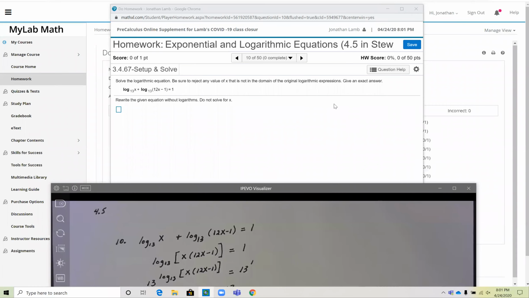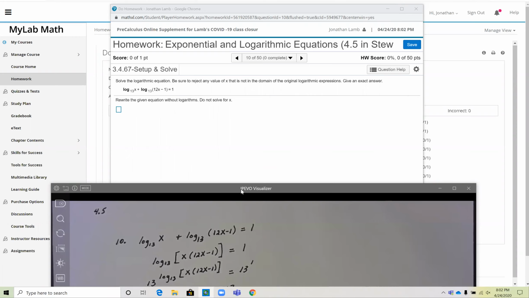Hey guys, let's take a look at this. This is the 10th question in the 4.5 section where we're supposed to be working with exponential and logarithmic equations. We're given a problem similar to: log base 13 of x plus log base 13 of 12x minus 1 is equal to 1. The first step asks us to rewrite the given equation without logarithms.